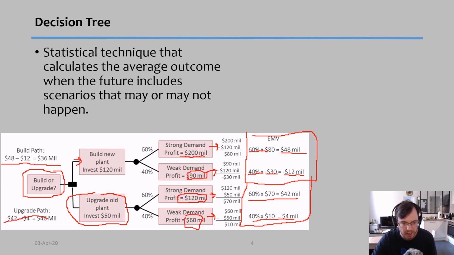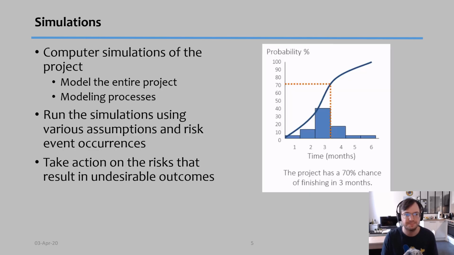So actually what we see here is that the best path is the upgrade path, because it has the probability of generating the highest amount of profit, or the highest return on my investment.